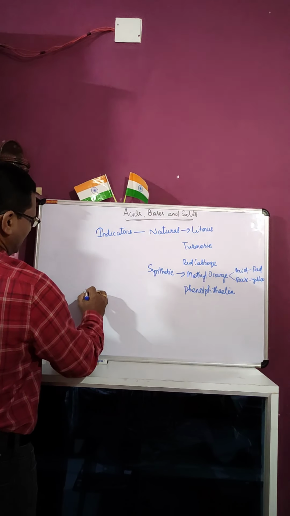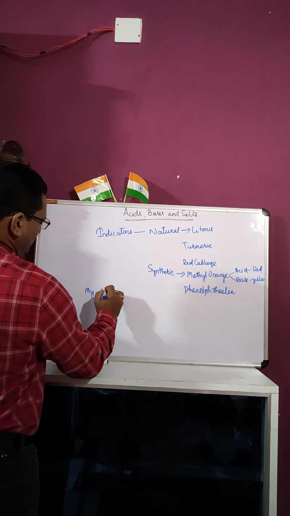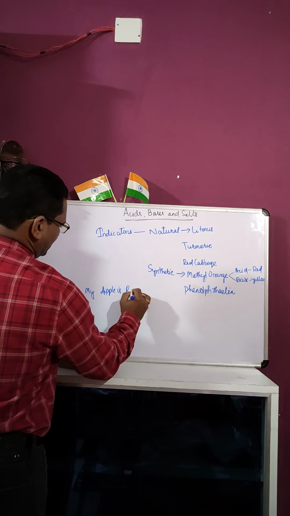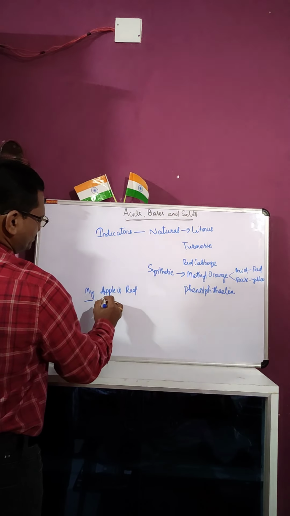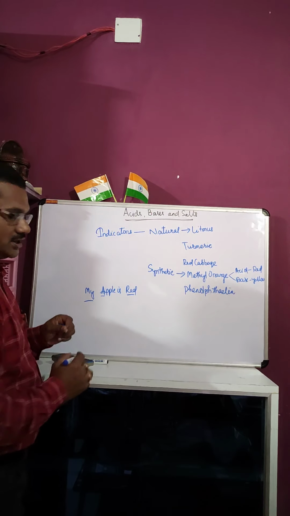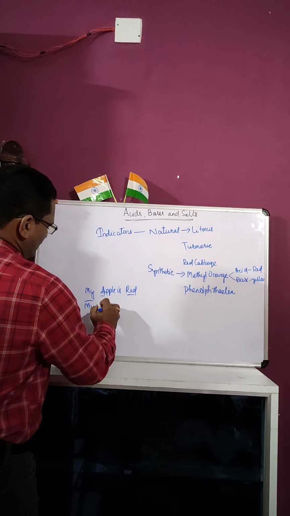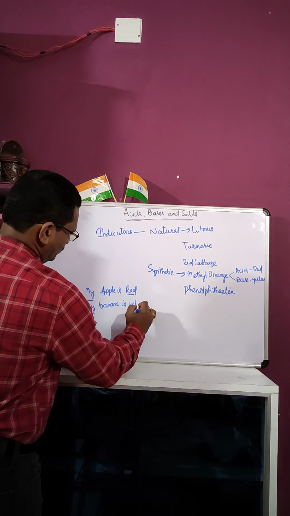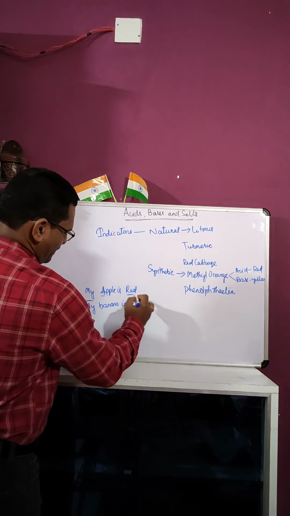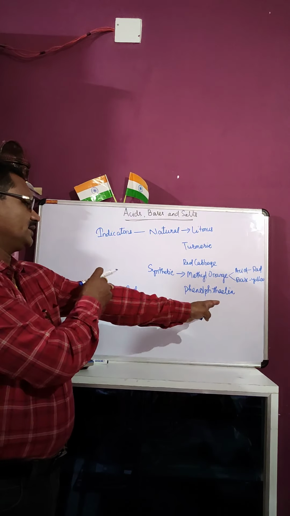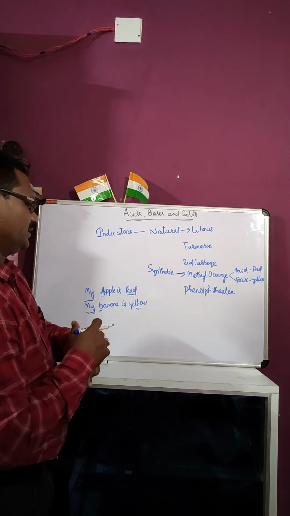You can remember it with a sentence like: my apple is red. My methyl orange, acid, red. So methyl orange in acid gives red in color, and my banana is yellow. So again, methyl orange, B, base, gives yellow in color. Okay, so methyl orange, such colors are obtained.